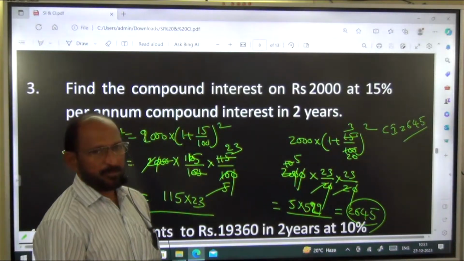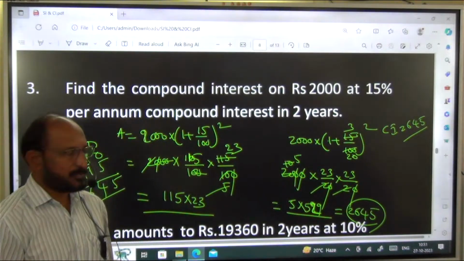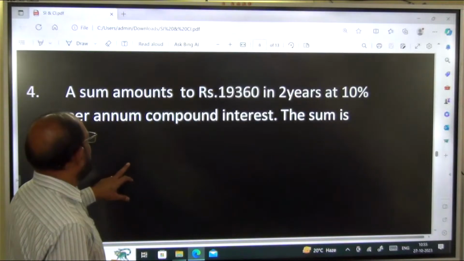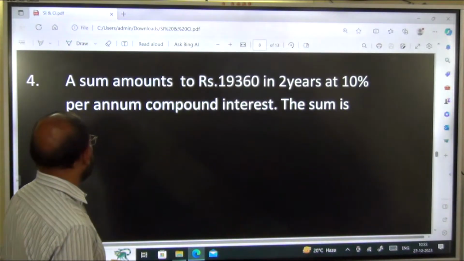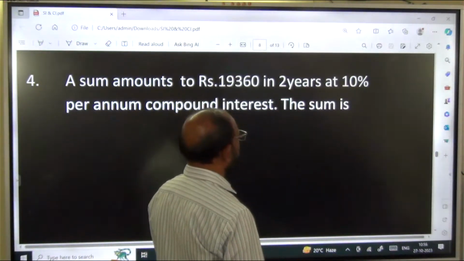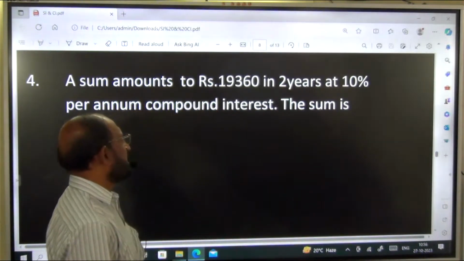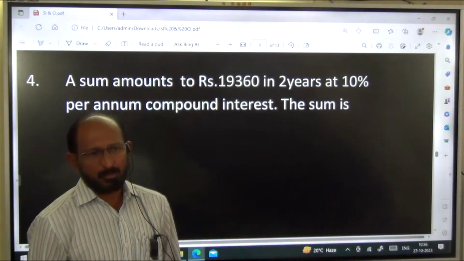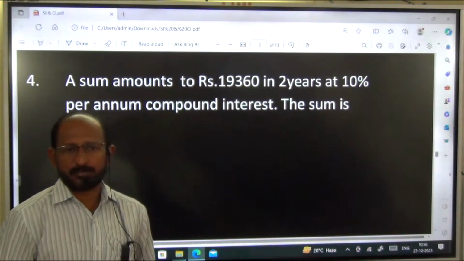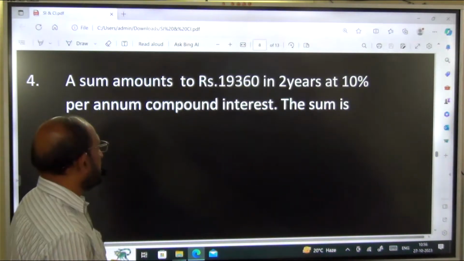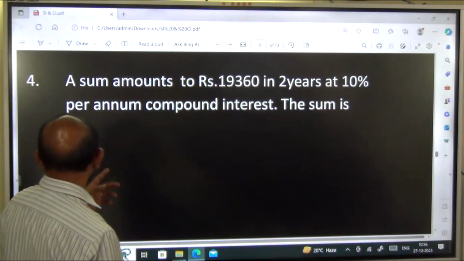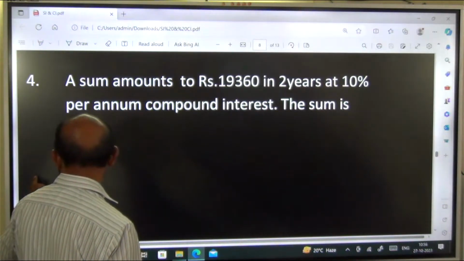Okay. Maybe multiplication problems. Yeah, one more problem. What is given here? A sum amounts to 19360 in 2 years at 10% per annum compound interest. The amount is given, so the principal we have to find out here. 19360 in 2 years, that is the amount. Principal we have to find out.